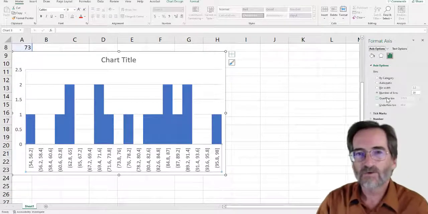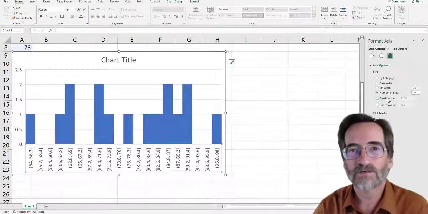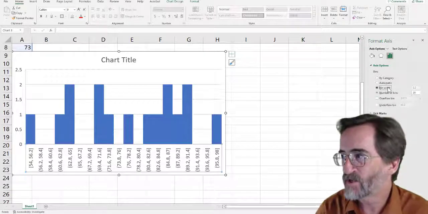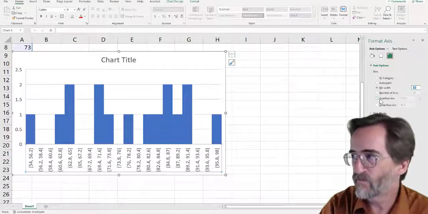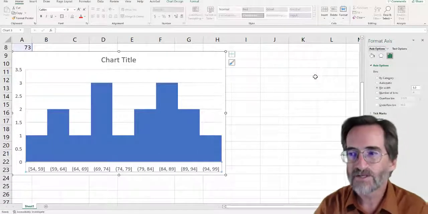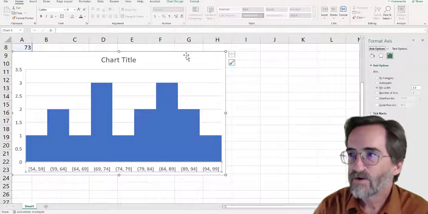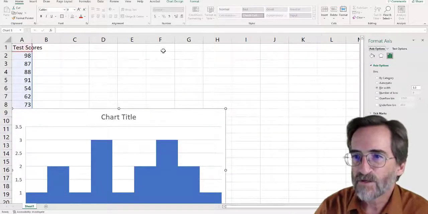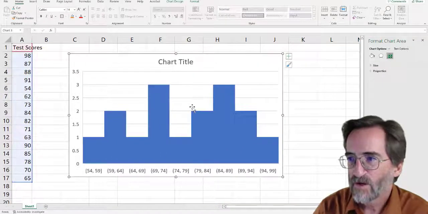A good rule of thumb is you want between 5 and 10 bins. So between 5 and 10 bins. I'm just going to set the bin width to 5. Okay, and that makes 9 bins. That's a decent graph, and so on. Now there is also the cumulative frequency option here.